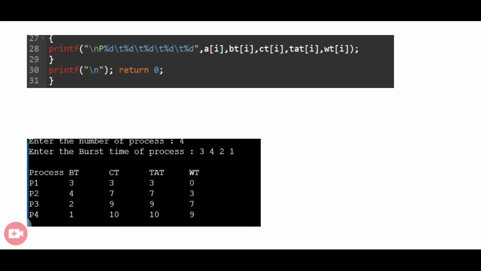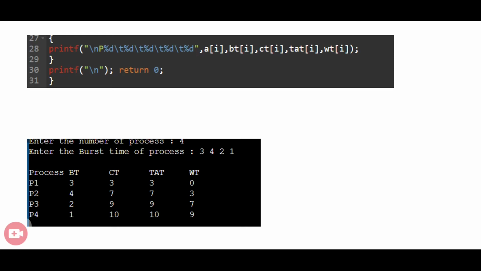Okay, then P3. Its burst time is 2. So the total time required to complete P3 is, first we have to finish P1, then P2, then P3. So 3 plus 4 plus 2, that is equal to 9. Then P4, so 3 plus 4 plus 2 plus 1, that is 10. So the completion time is equal to turnaround time in the case of FCFS.